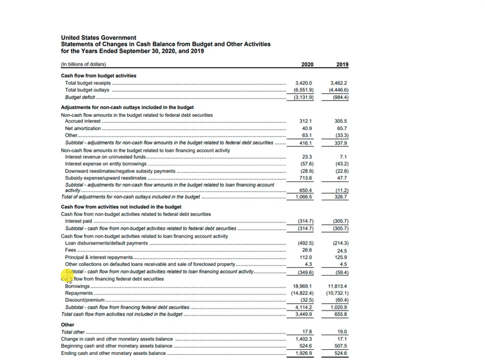We can also adjust for the cash flows from financing activities. Right? Borrowings increase the cash, and repayments decrease the cash. All these are not included in the budget. So after all the adjustments, we can reconcile the difference between the budget deficit and the cash on hand, the cash assets. Okay, ending cash and other monetary assets balances.